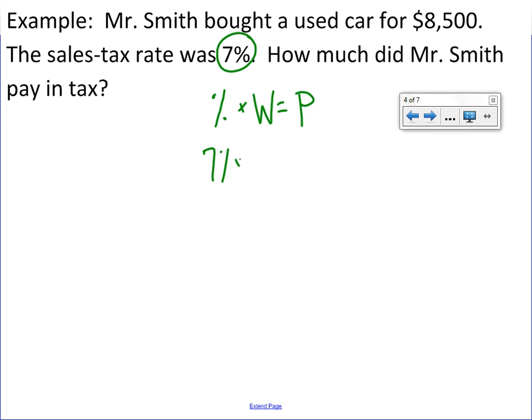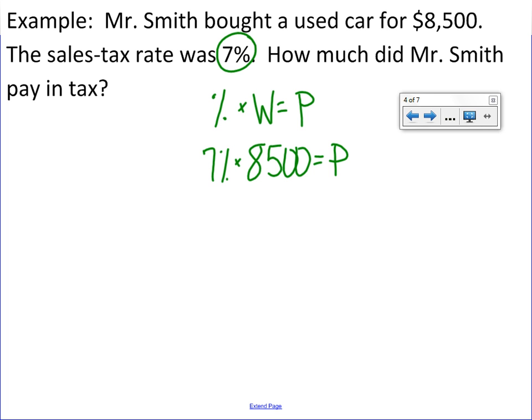And I'm going to multiply that. Now, the whole is going to be the entire portion that we're talking about. The whole thing that he bought was a car for that $8,500. So I'm going to put 8,500 here, and that's going to equal P.